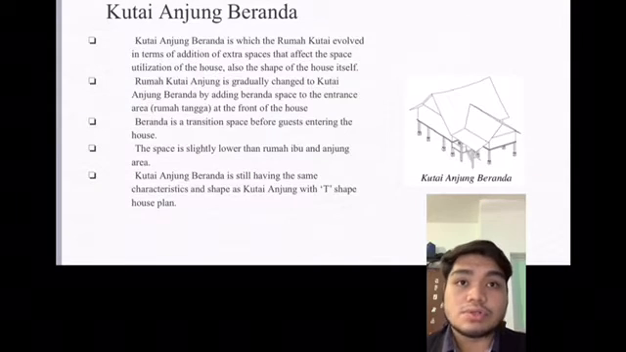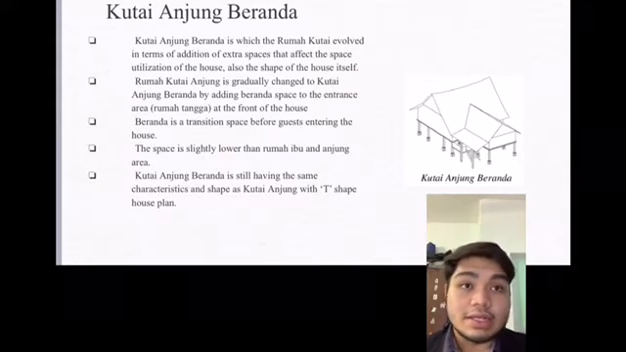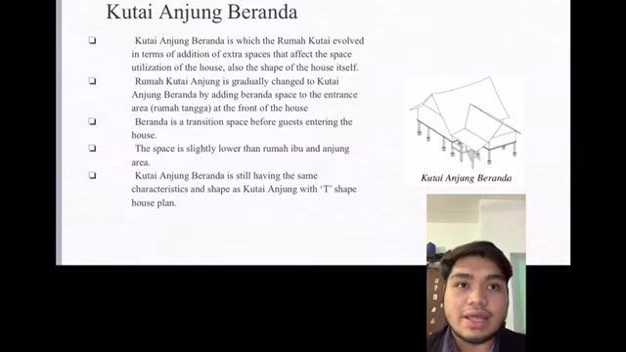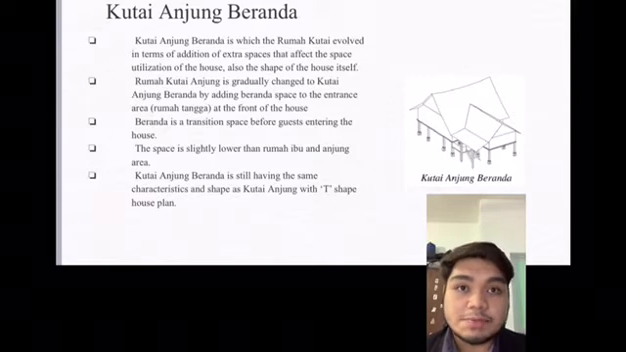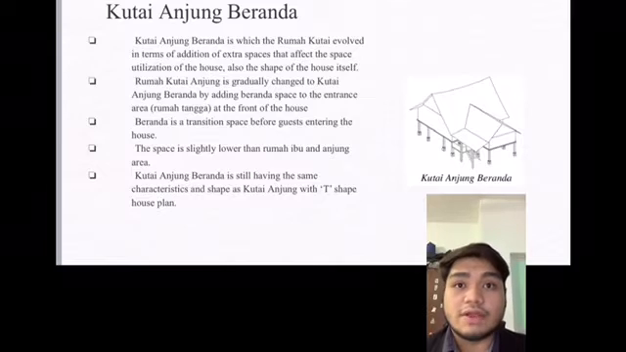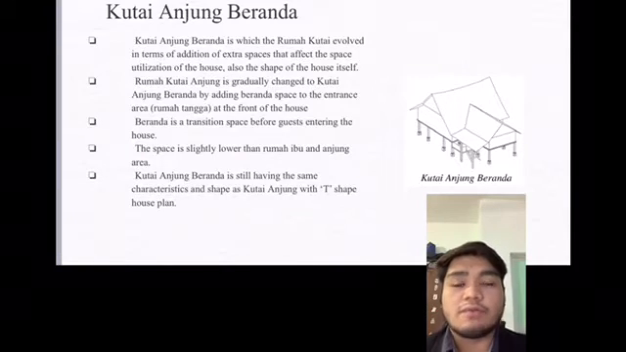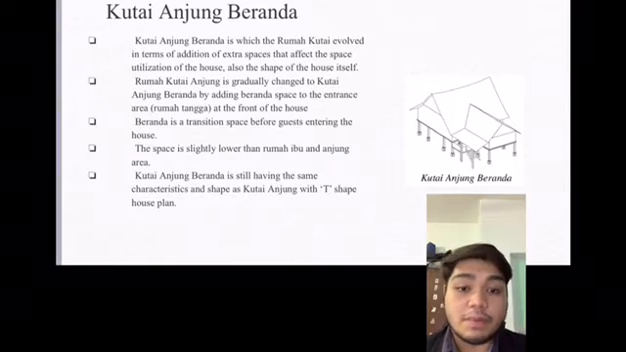This is composed of Rumah Ibu, Anjung and Beranda. The beranda used in the Kutai house is an additional space to the entrance area, Rumah Tangga, in the front of the house. It is an intermediate space between the two staircases, which is lower than the level of the living room of Rumah Ibu and Anjung. It also created enough space for informal activities such as entertaining male guests or informal friends. Kutai Anjung Beranda still has the same characteristic and shape as Kutai Anjung with a T-shaped house plan.